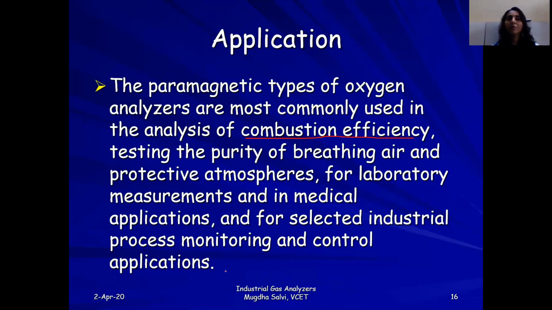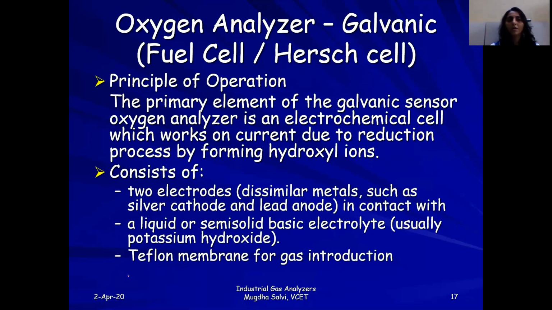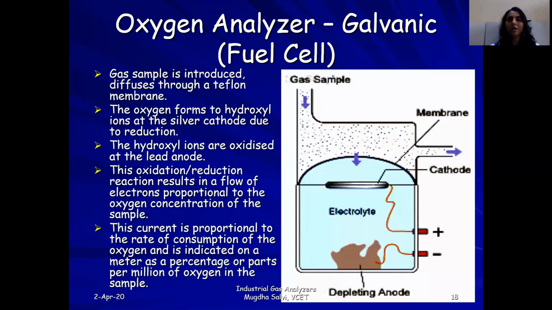Another type of oxygen analyzer is the galvanic cell type or fuel cell type. In this galvanic cell type, there is a silver cathode, a lead anode, and this membrane that you can see is a Teflon membrane. The cathode is made of silver, and there is a lead anode.